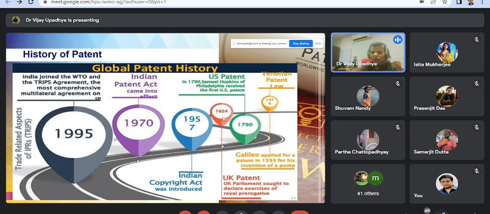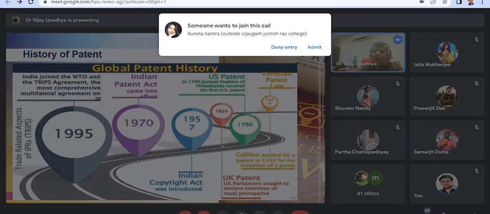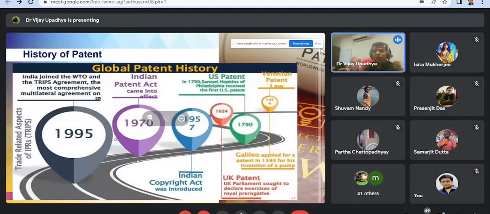Then in 1624, the UK parliament sought to declare the exercise of the royal prerogative. Whatever the royal societies were there, they thought that prerogatives should come and authority should be given to somebody. If somebody is telling the Ramayana, credit should go to Maharshi Valmiki. If the Mahabharata is told, credit should go. Those who have contributed should get the credit. So that concept was developed from 1624 and before that also.